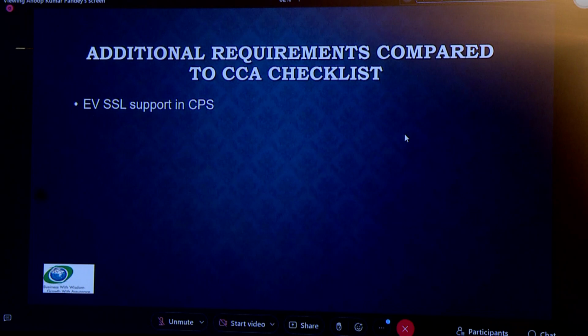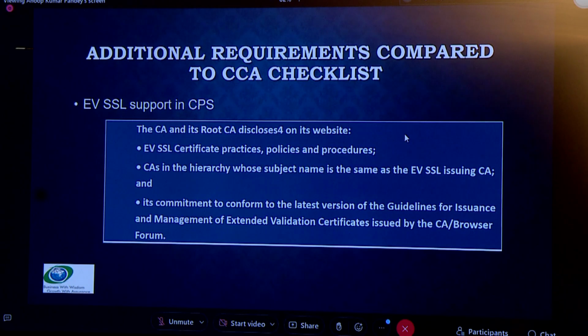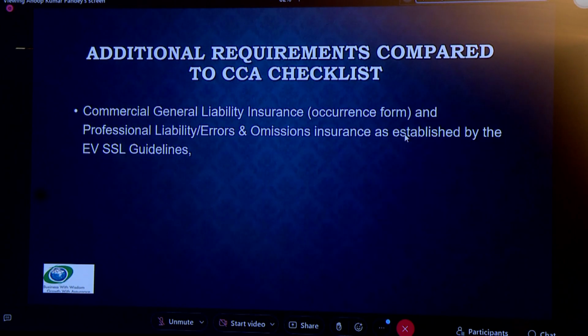Next one. Again, in the CPS, we may have to make a change when you go for EV, all those things. Currently, we don't have that, so we don't have a checklist also that needs to be done.